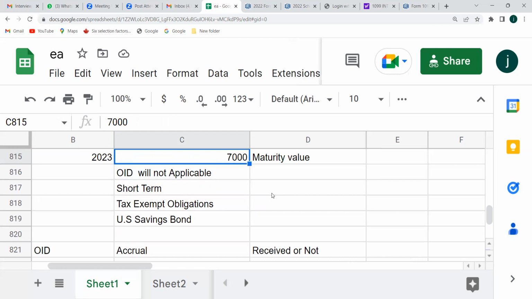Any doubts in this? No. Okay, perfect. So we can end the session.